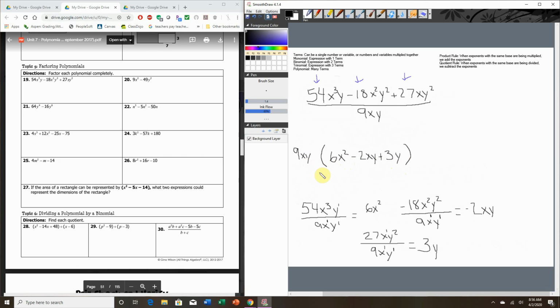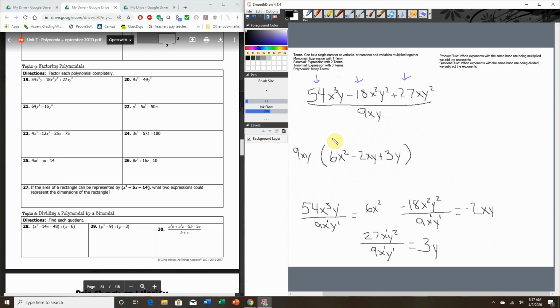Okay, so reviewing how to factor polynomials, we're pulling out a greatest common factor. What does each term have in common? So in this case, we listed out our factors of 54, 18, and 27, and we came up with 9. Then we had to list out in expanded form x cubed, x squared, and x, seeing that they all have an x in common, and then y, y squared, and y squared, seeing that they have a y all in common.